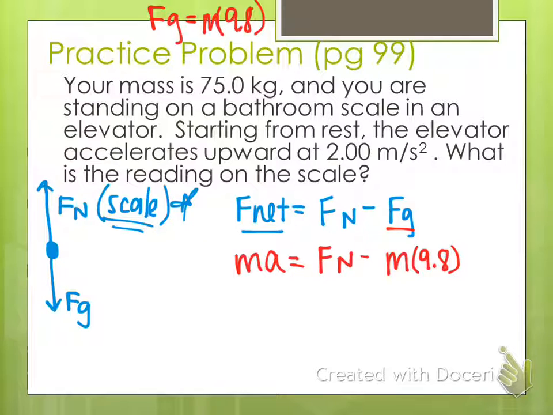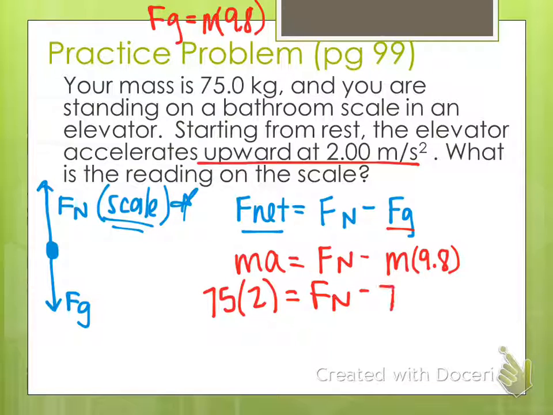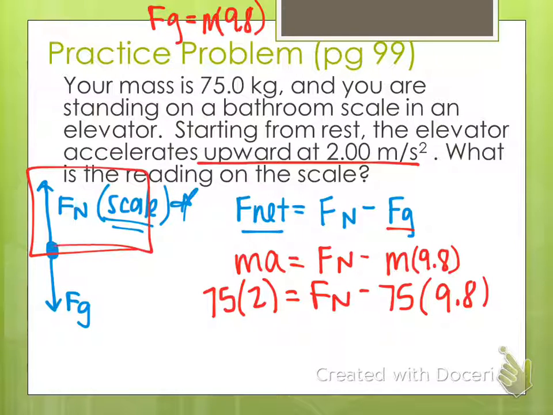So here's the difference. We have a total acceleration of our whole system, and we have the acceleration due to gravity. So the acceleration of our system is positive 2. So we're going to start taking 75, which is our mass, times 2, equals our normal force, minus 75 times 9.8. Wait, so are we trying to find Fn? That's right. Whenever it asks what the scale reads, this is what we're trying to find, that upward force that the scale is exerting on us.